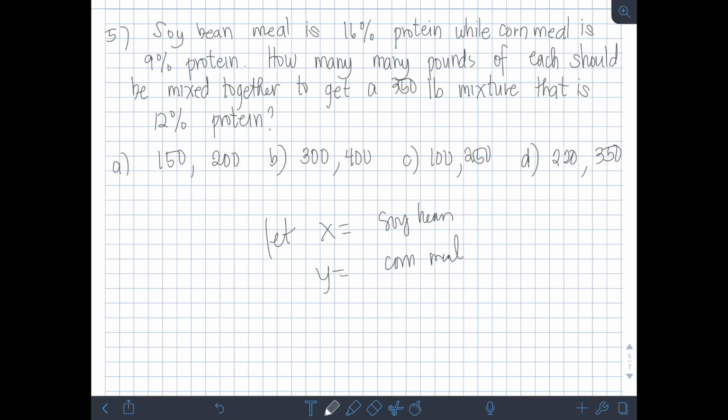Okay, so sabi yung soybean daw is 16% protein. So multiply natin yung percentage ng protein dun sa amount niya, we have 0.16x, and then i-combine natin, so plus doon naman sa cornmeal with amount y, tapos yung percentage ng protein is 9%. So we have 9% times y or 0.09y equals, dapat daw yung resulting mixture is 350 pounds tapos 12% protein. So we have 12% or 0.12 times 350.